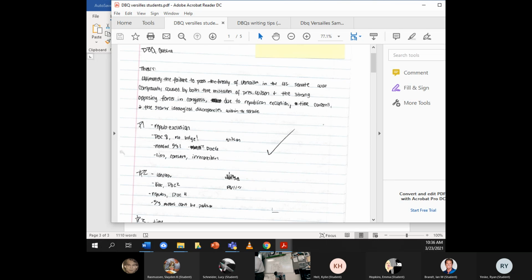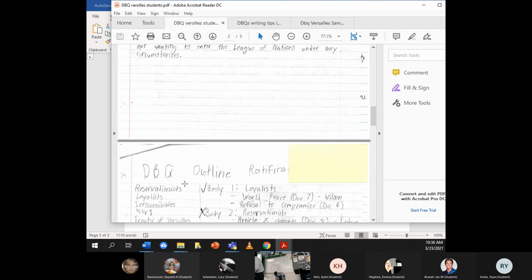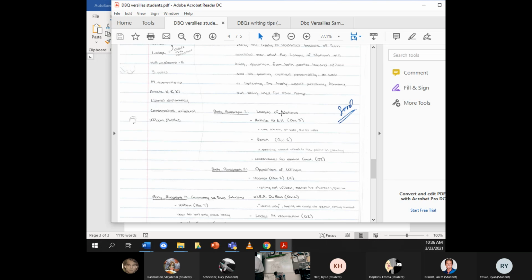Here, no brainstorm list, but another very organized, concise thesis. Boom, 3. A little bit of repetition, but still. Lodge, we have Doc 2 related to facts. Let me give you one more quick one. Brainstorm list, good thesis. Got the League, Article 10 with Doc 3, documents to facts, well organized.